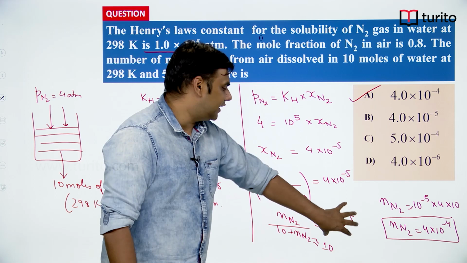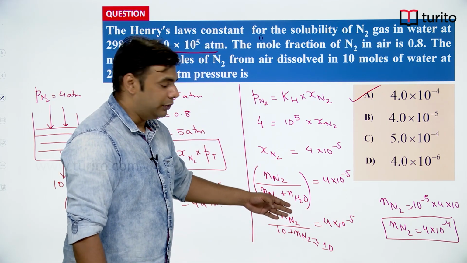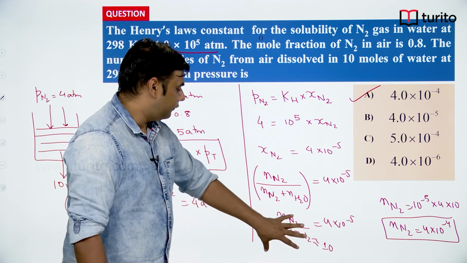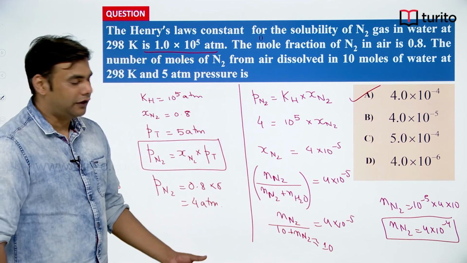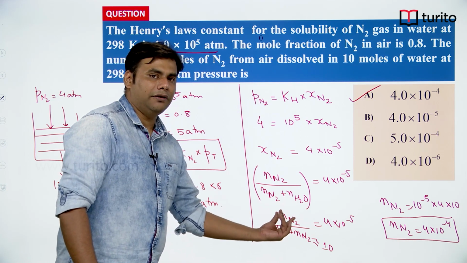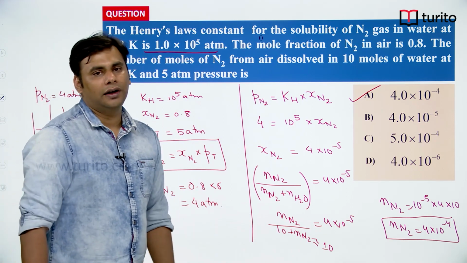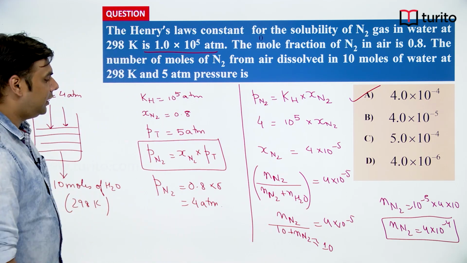Also, you can see that this value is small. If you consider numerator by denominator, the denominator would obviously have a very large value and the numerator a very small value. That's why we neglected it and said that 10 plus number of moles of N2 is approximately 10.